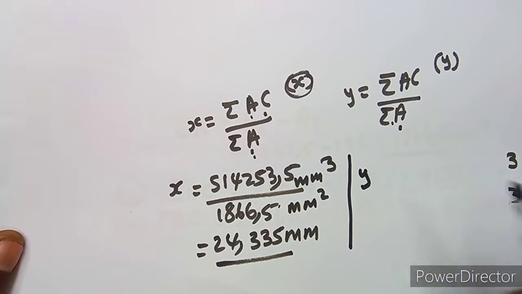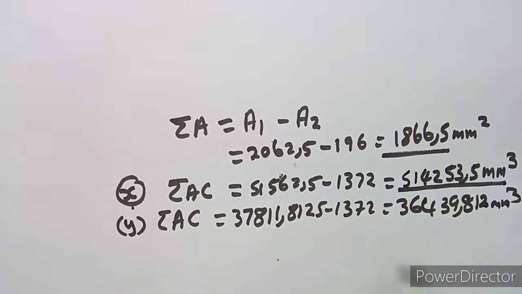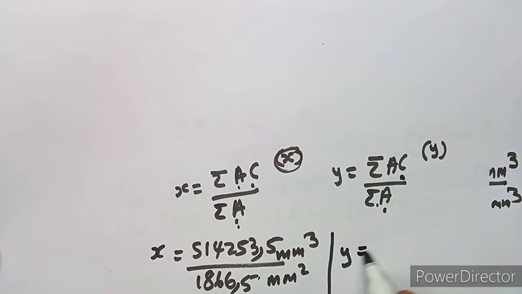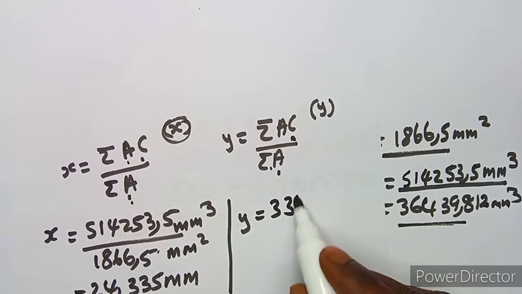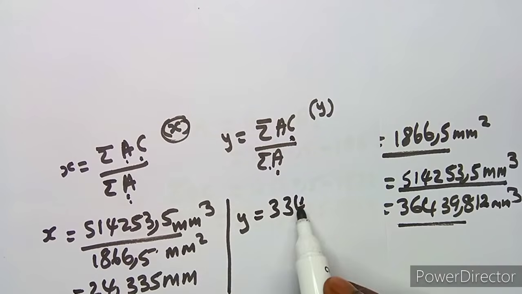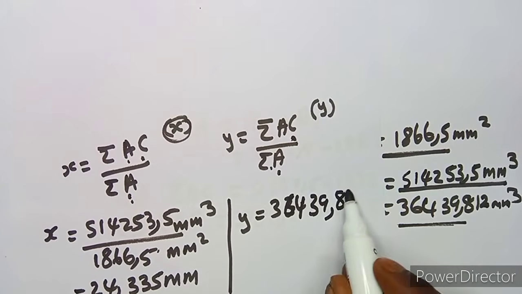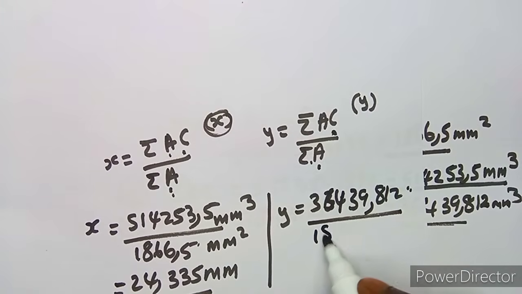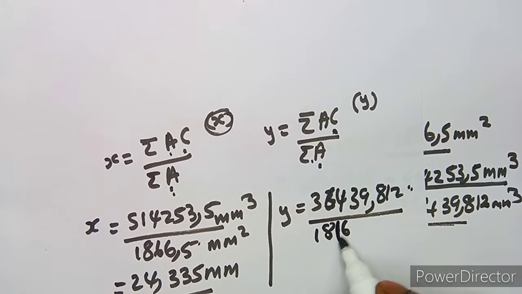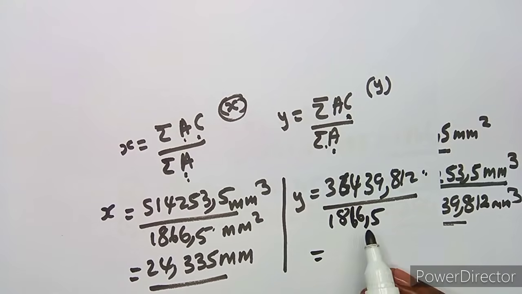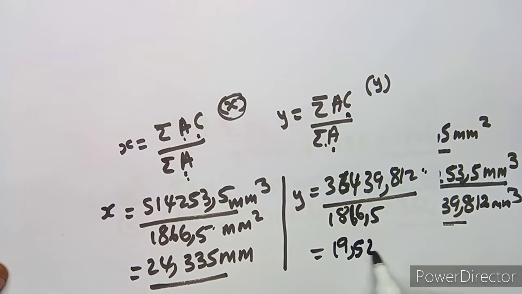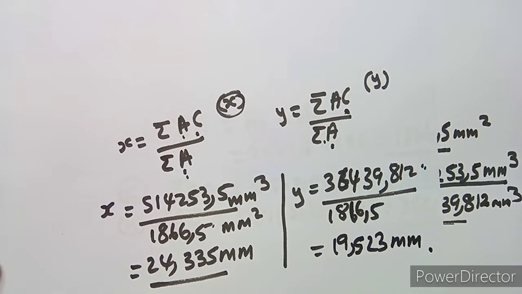You do the same for y, total moment for y, which is the total moment, which is this one, 3 whatever that you have, 6, so it's going to be 364,39,812 and so on, over the value of the area. The area is still the same, 1866,5. All right, and this will give us the value of y, which is 19,523, which is something like that in millimeters.